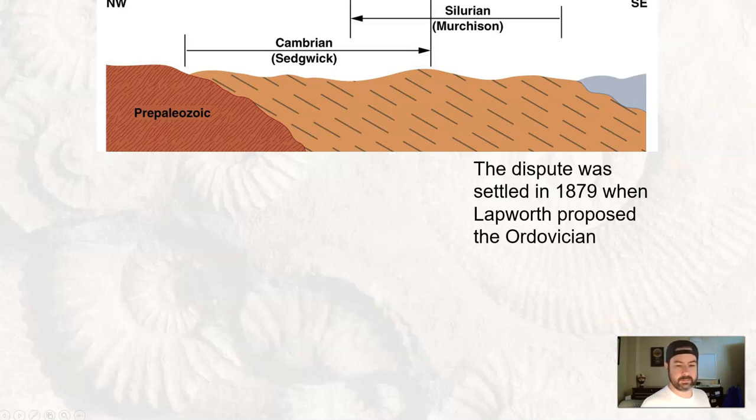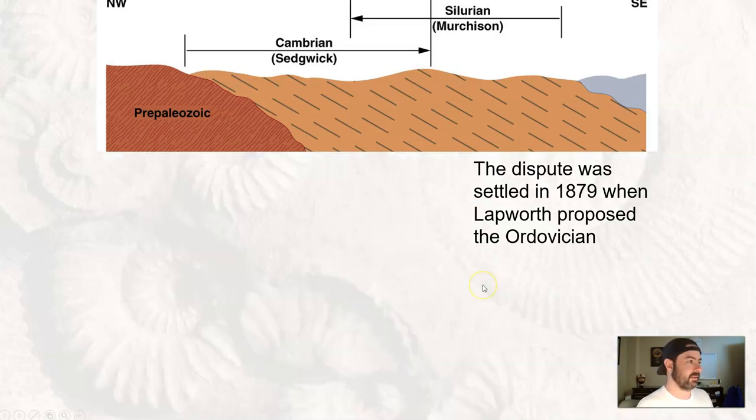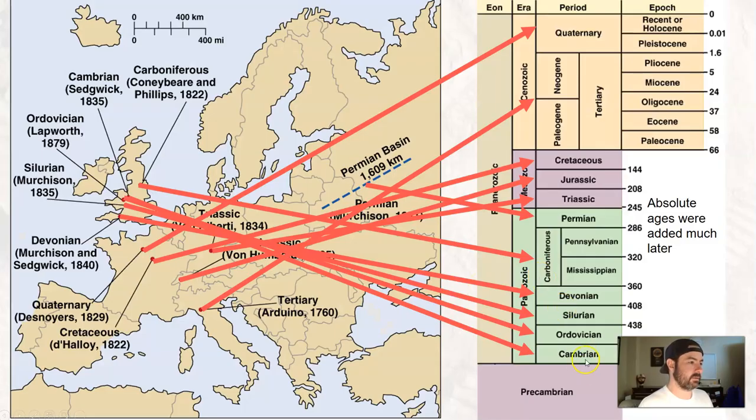So a naturalist by the name of Lapworth came along and said, you know what? Let's settle this dispute and let's just call this the Ordovician. So let's just call it a different system. So we have the Cambrian here, then the Ordovician, and then the Silurian. So starting to divide these up by rocks and fossils. This is older, this is younger, and starting to go from there.